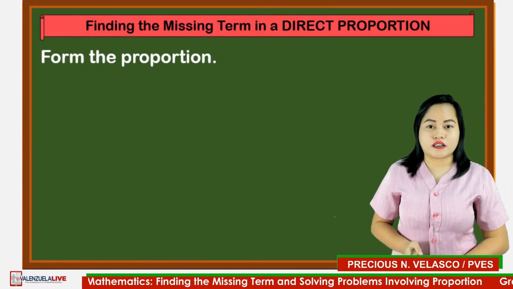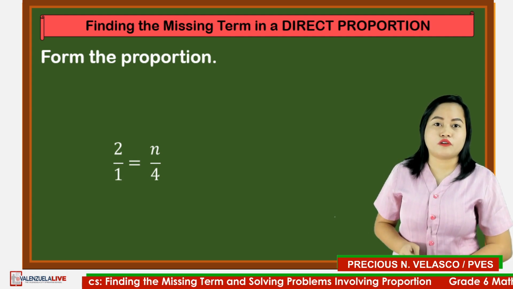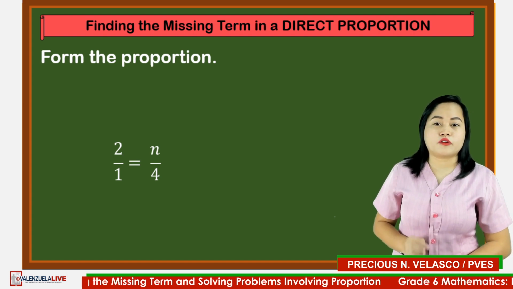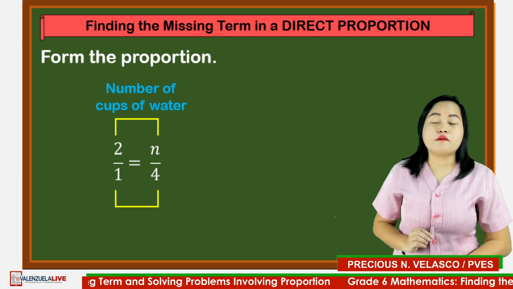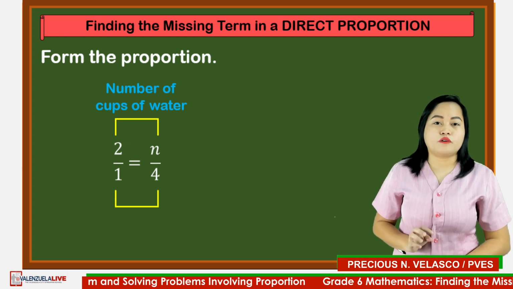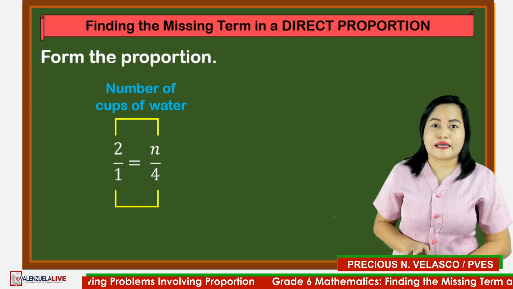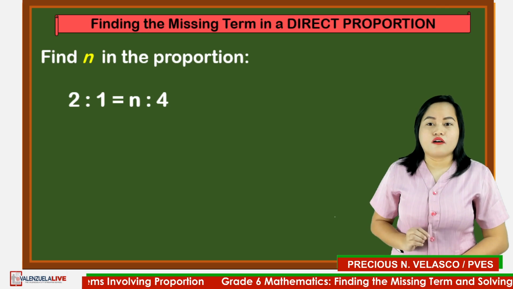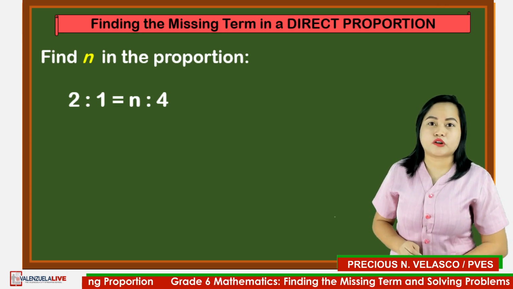That is in proportion form. We can also write that in fraction form, wherein 2/1 is equivalent to N/4, wherein 2 and N are the number of cups of water, and 1 and 4 are the number of cups of dry rice. We are going to solve now and find N in the proportion.